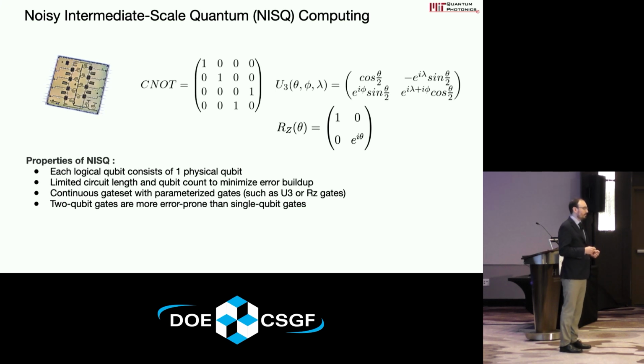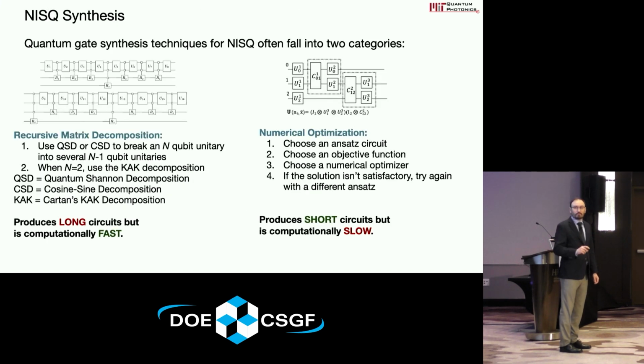And the amount of error you get from the 2-qubit gates is typically more than you get from a 1-qubit gate, just because of the physics and the logistics of interacting 2 qubits as opposed to just modifying one at a time. So for NISQ quantum gate synthesis, we really want to minimize the number of CNOT gates. That's what we mean by an efficient circuit.